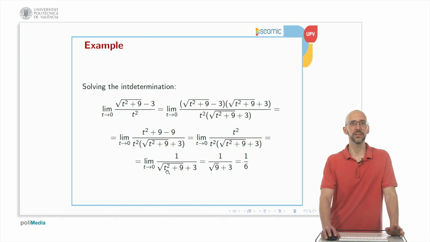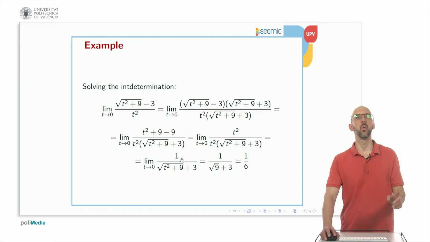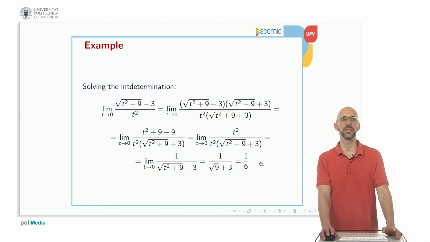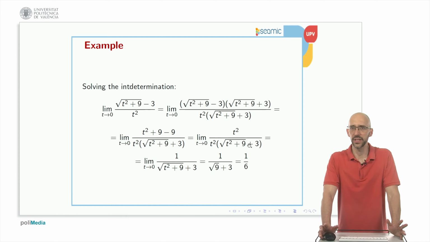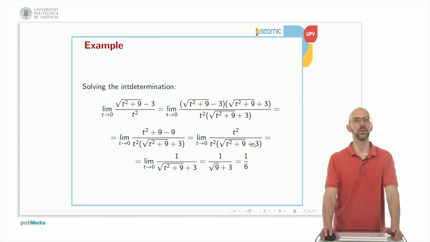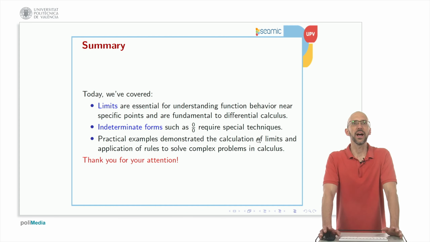When you replace t by 0, what do we have? 1 over the square root of 9 plus 3. That means 3 plus 3, that is 6. 1 over 6, so this is the limit. As you can see, the technique is very simple, and it can be applied in situations like the one you see on the blackboard.